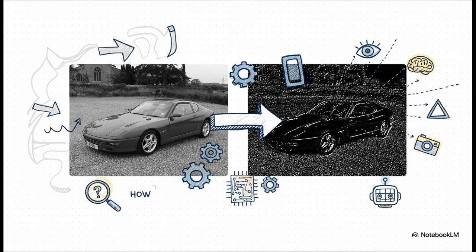On the left, you've got a normal photo of a car, and on the right, well, it looks like a simple line drawing of that same car. But here's the thing, an artist didn't make that, a computer did. So the big questions are, how in the world does a computer do that, and why is that simple drawing so incredibly important for AI?